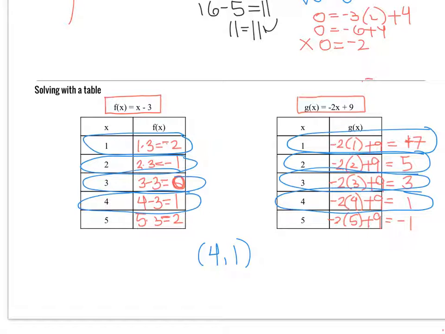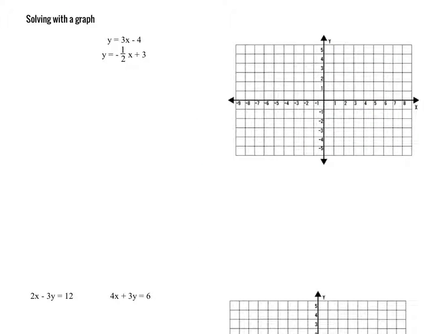So if I were to check it for the f of x function, what is 4 minus 3? Well, it is 1. Yes. And for the g of x function, what is negative 2 times 4 plus 9? Well, negative 8 plus 9, which is 1. Yes, we did it. Next slide.